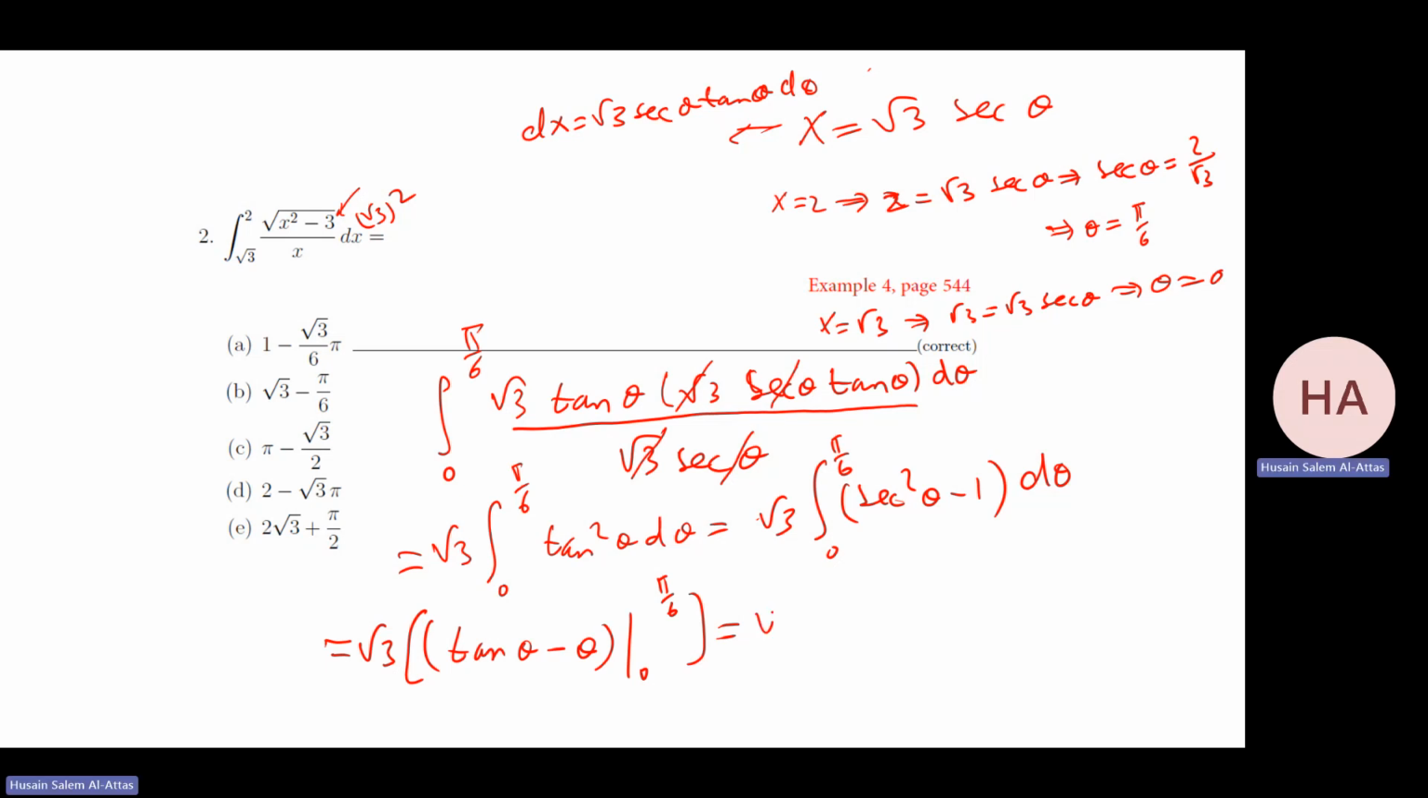That gives me square root of 3 times what? What is tan pi over 6? It will be 1 over square root of 3. And this is minus pi over 6. 0, 0, nothing to worry about. So that will be 1 minus pi square root of 3 over 6. Which is this one?